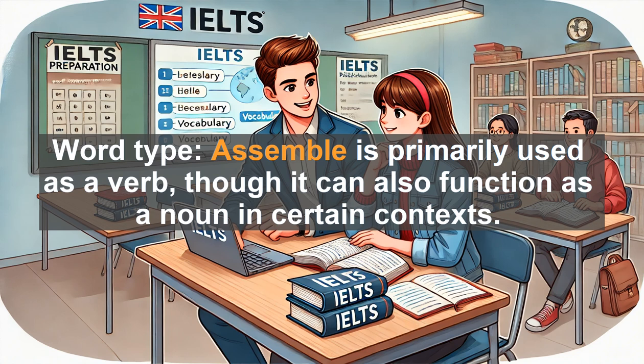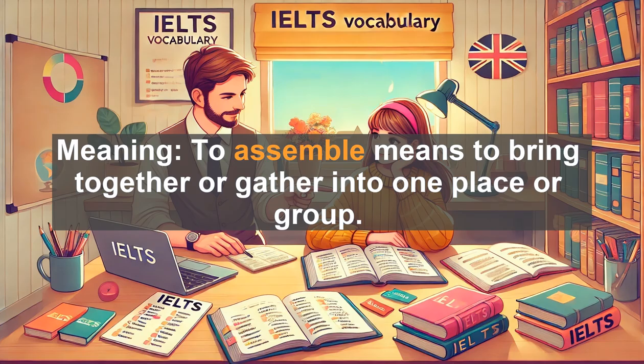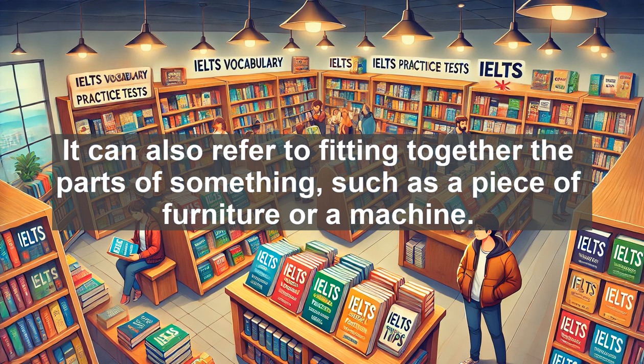Word type. Assemble is primarily used as a verb, though it can also function as a noun in certain contexts. Meaning: to assemble means to bring together or gather into one place or group. It can also refer to fitting together the parts of something, such as a piece of furniture or a machine.